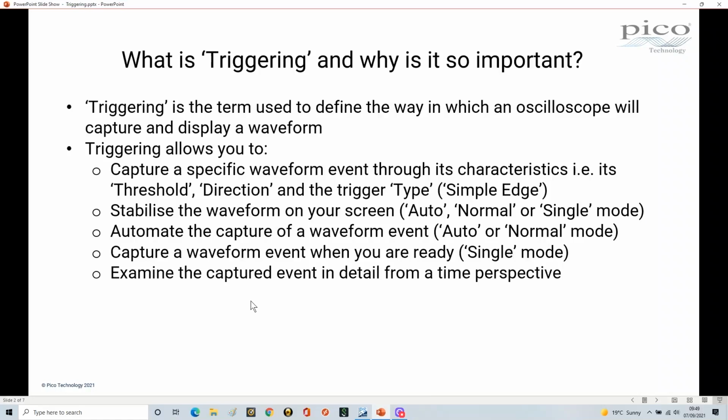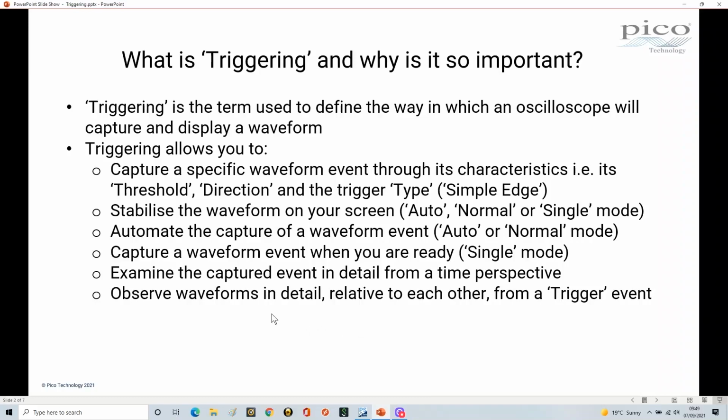And in this one, we examine the captured event in detail from a time perspective. We're going to do all sorts of experiments to try and demonstrate all of this. But the final experiment we're going to do in this tutorial is looking at switch bounce, which is a really good example of capturing an event and then looking at what's going on from a time perspective. It really applies to most signals, like capacitors charging and discharging and all that kind of stuff. We're going to go through these experiments and be able to see all of this in detail.